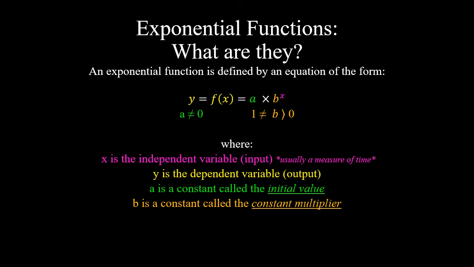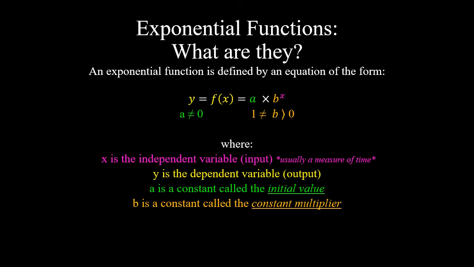Why can't b be 1? Why can't your constant multiplier be 1 right here? It says b cannot equal 1. Well, think about it. If b is 1, if you raise that to literally any power, it's going to be 1, which means this function becomes a times 1. A is just a constant. So you're back to a line. So if b equaled 1, you no longer have an exponential function. You have a linear function again. So b can't be 1.